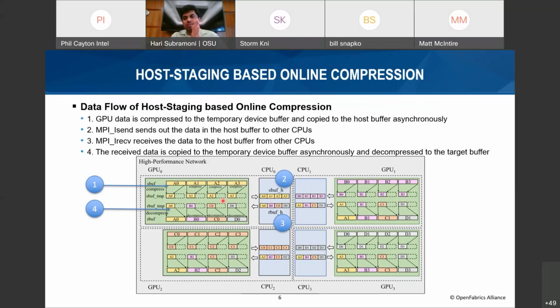And you will have a sequence of compression, data movement, internode data movement, and again, let's say, decompression and data movement kernels happening in an orchestrated fashion to move the data.